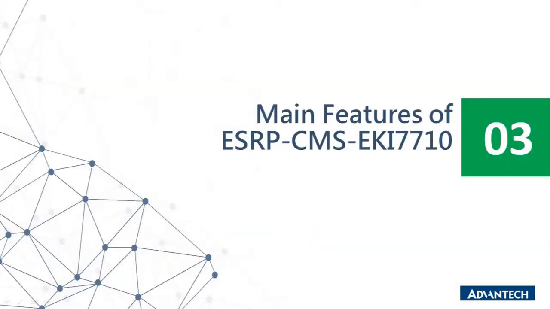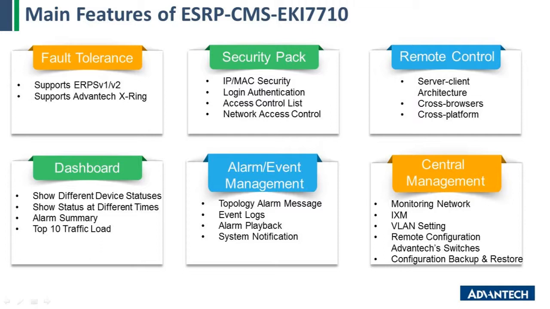In the third section, I'm going to introduce the main features of our ESRP. There are 6 main features of ESRP CMS AK7710. They are fault tolerance, security pack, dashboard, central management, alarm event management, and remote control. We will see more details in the coming slides.